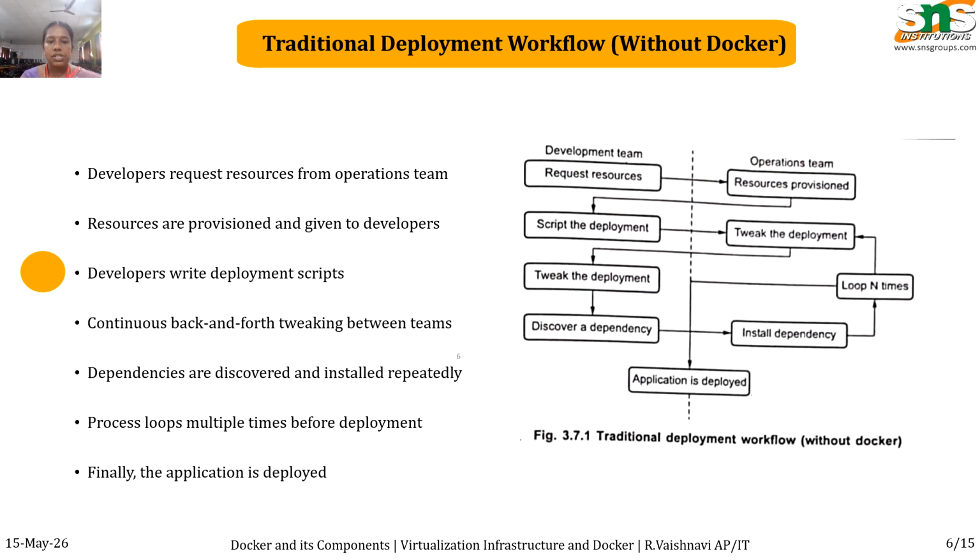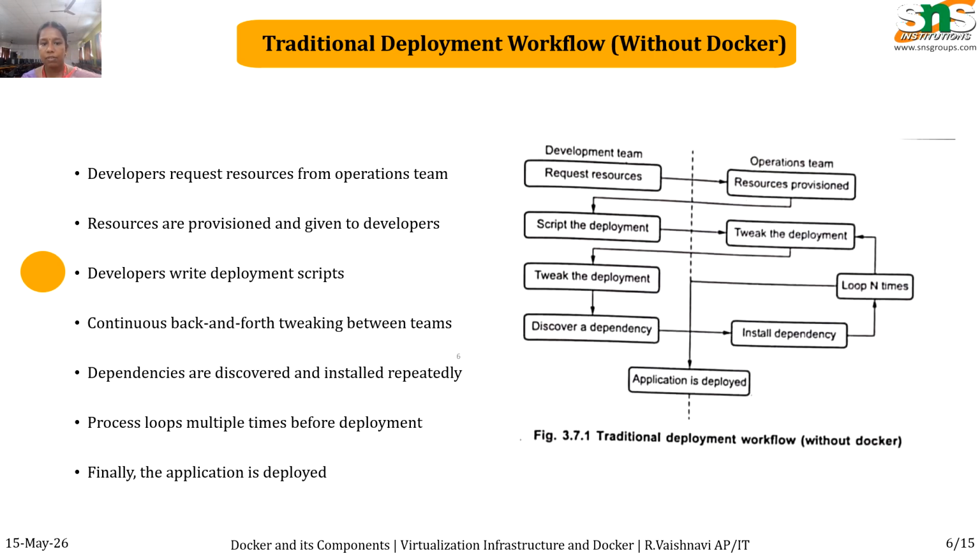Next, we have the traditional deployment workflow. Here we work without Docker. The developer requests resources from the operations team, and then resources are provided and given to the developers. Then developers write the deployment scripts, then there is continuous back and forth between the teams, and then dependencies are discovered and installed repeatedly. The process loops multiple times before the deployment, and then finally the application is deployed.